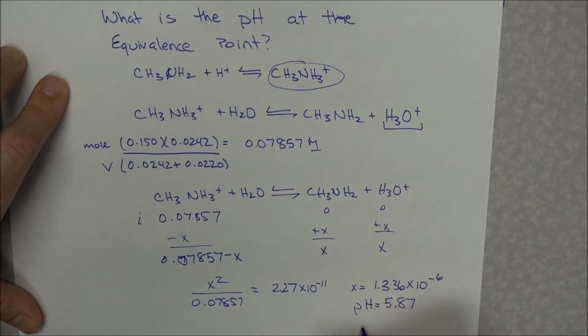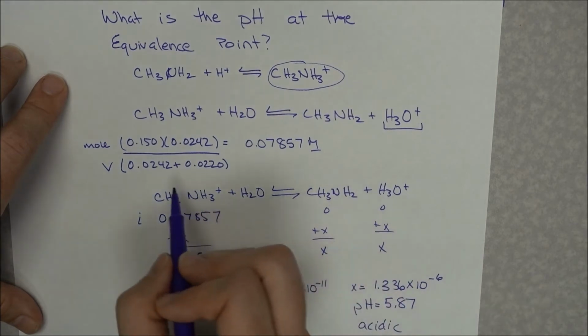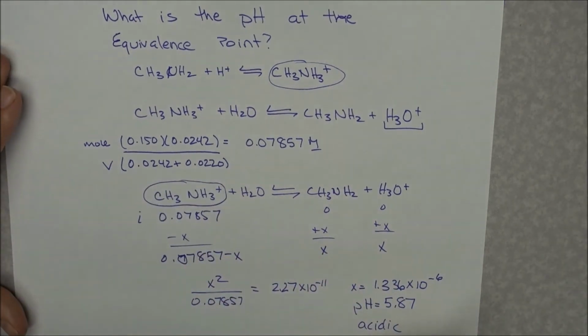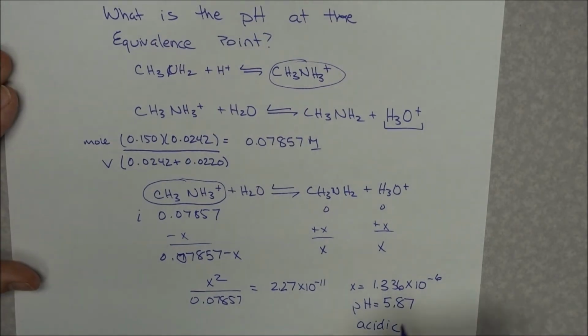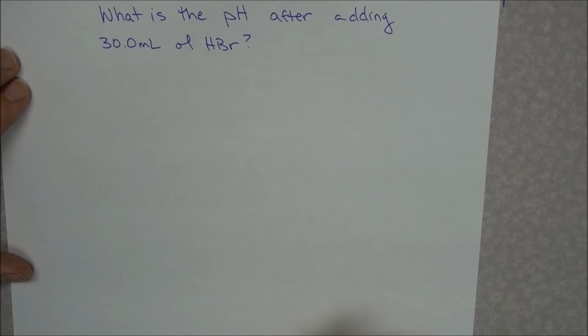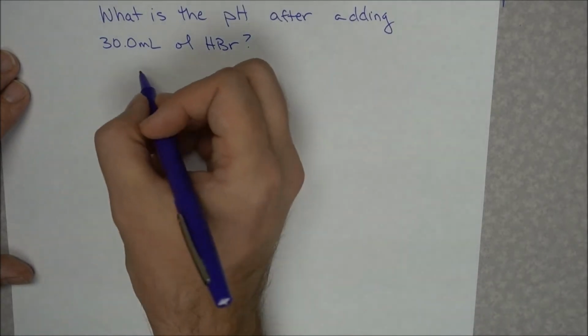It's less than 7. This is acidic, and that should make sense because at the equivalence point, the only thing we have is the conjugate acid of a weak base, which means it's acting like an acid, so we should have an acidic pH at the equivalence point. Our final question here is, what is the pH after adding 30 mL of HBr? So this is beyond the amount that we needed.